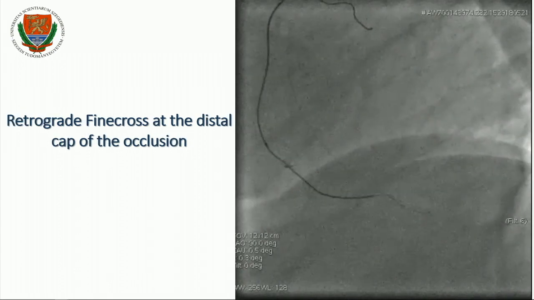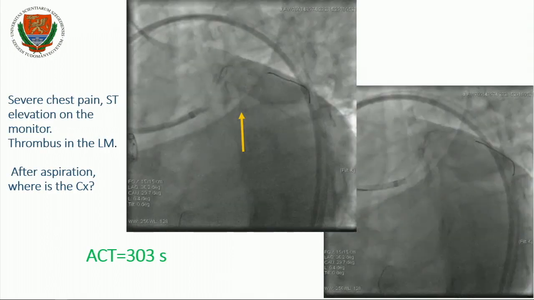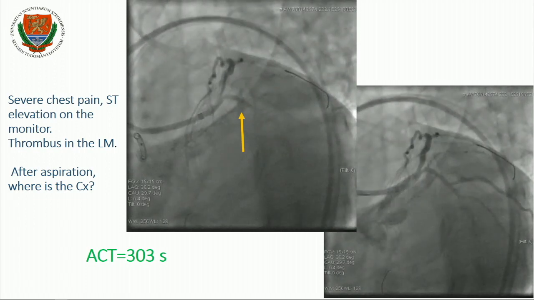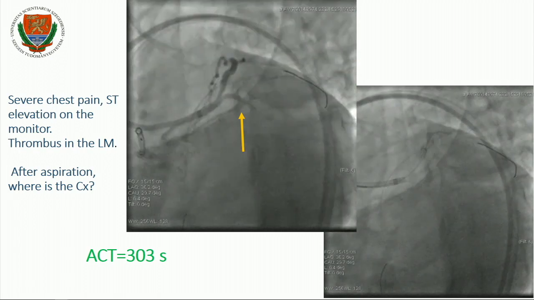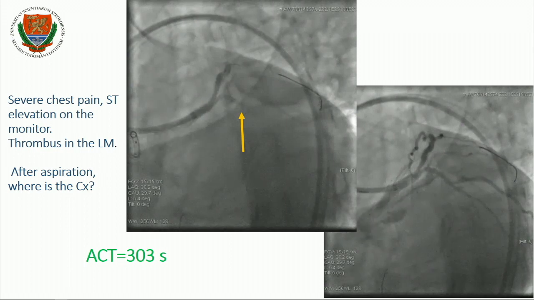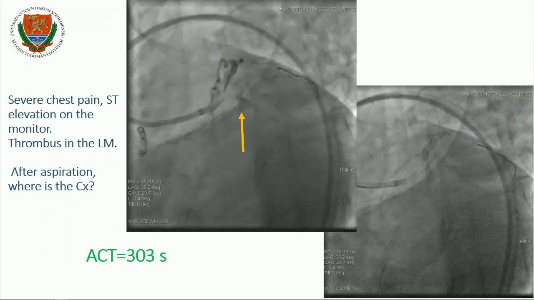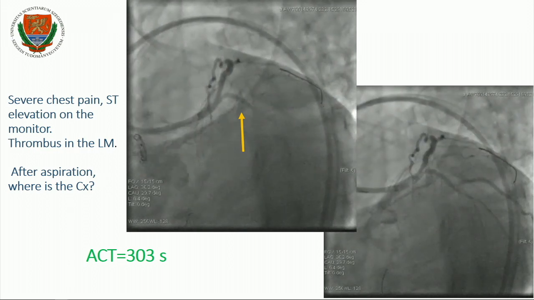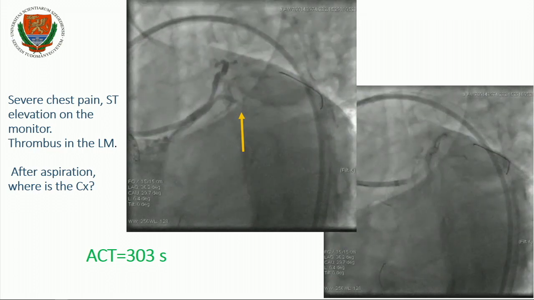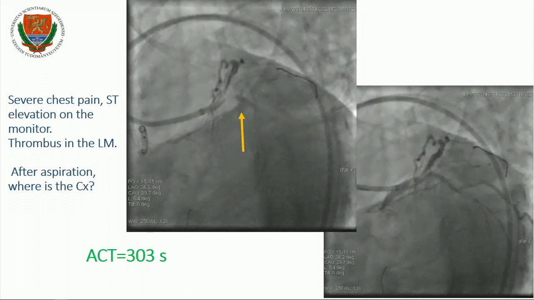So we reached all the way to the distal cap, and we tried to cross the lesion with different guide wires. It was quite a long manipulation at this time. We could pass the microcatheter all the way up to the distal cap, but suddenly the patient reported severe chest pain. ST elevation appeared on the monitor, and then we did a control angio of the left system, which showed a thrombus in the left main.